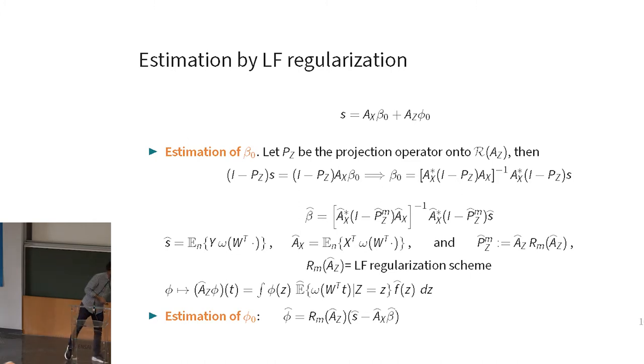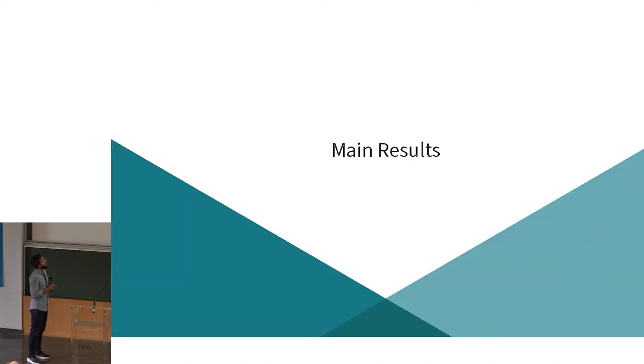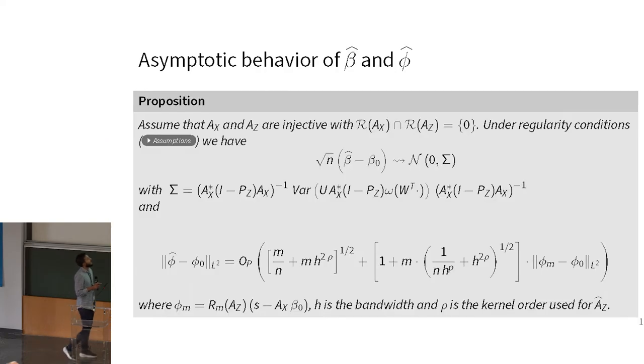So here we come with the main results. Let's assume that Ax and Az are injective, so they are one-to-one, and the intersection between the ranges is equal to the identically zero function. Under some regularity conditions, we obtain the root n asymptotic normality of the parametric part of the model, and we obtain the convergence rate in the L2 norm of the non-parametric part. This convergence rate of the non-parametric part depends on the number of Landweber-Fridman iterations that we do, and on the h, which is the bandwidth used to estimate on z. But of course, we don't have a bandwidth for the instruments.